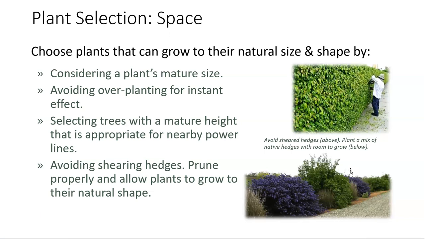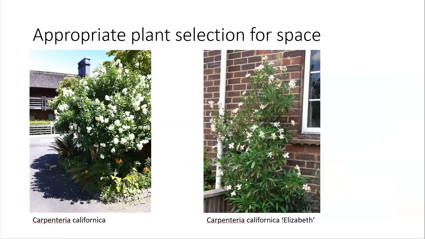So you need to look for an alternative. 4 to 6 feet wide, 4 or 5 feet wide by approximately 6 feet tall that never really has to be touched. Well, we already went through one of those. Carpentaria californica Elizabeth. 4 to 5 feet wide, 6 to 8 feet tall.